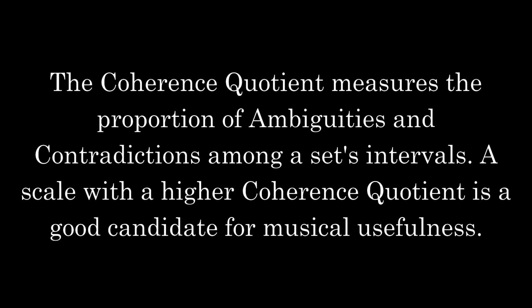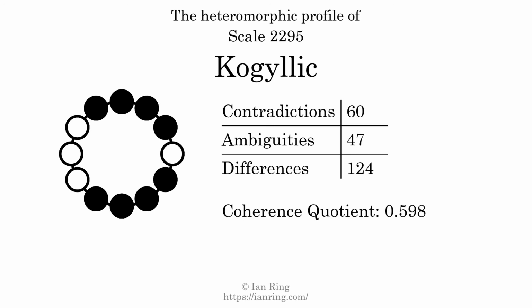The coherence quotient measures the proportion of ambiguities and contradictions among a set's intervals. A scale with a higher coherence quotient is a good candidate for musical usefulness. The coherence quotient is 0.598.